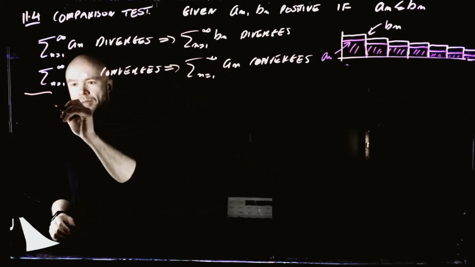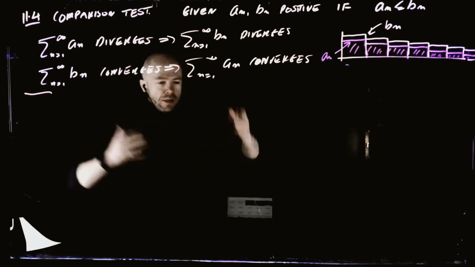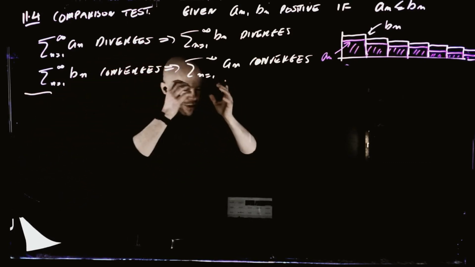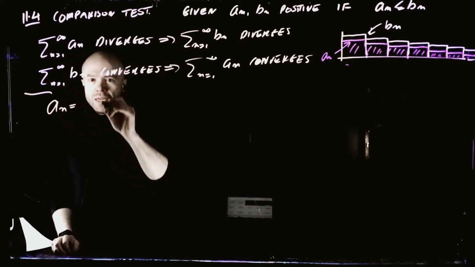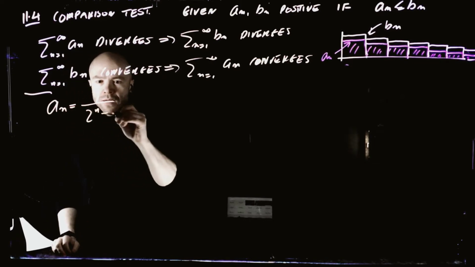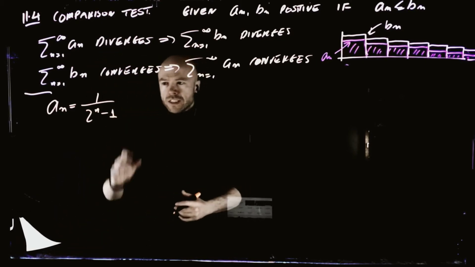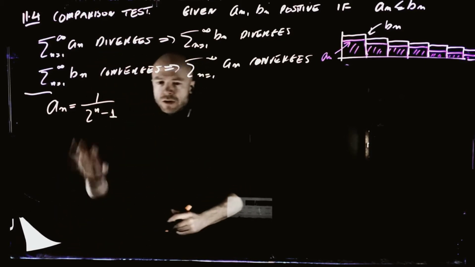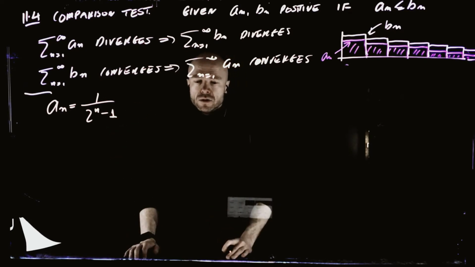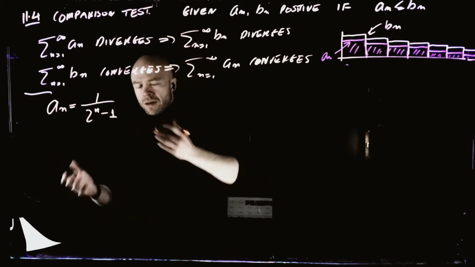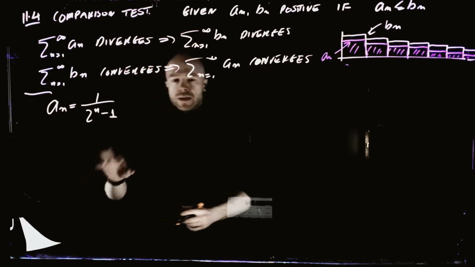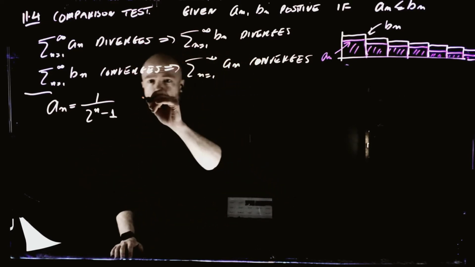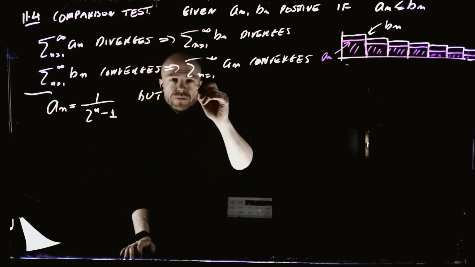However, it's not an applicable tool in every situation, because we can have examples like this. Suppose we have an is 1 over 2 to the n minus 1, right? So we look at this and we go, okay, this thing looks like it's going down to 0 really, really fast, right? So we'd expect it to converge. So we might say, okay, well, we might want to bound it above by the thing that it's most like, which is 1 over 2 to the n. But this isn't true.